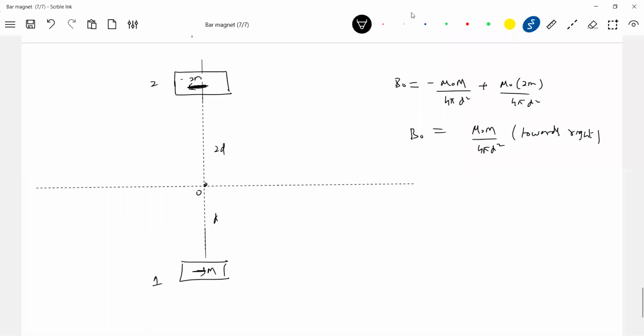I can keep the orientation of bar magnets in any way. So more than one bar magnet will be there. They'll ask you to calculate the field at a given point, and you will check this type of question.